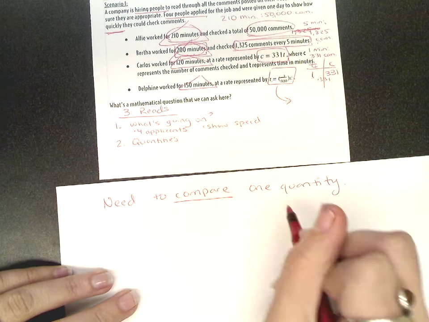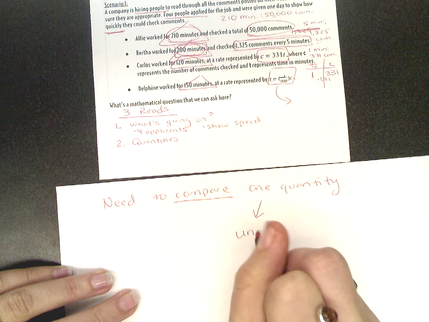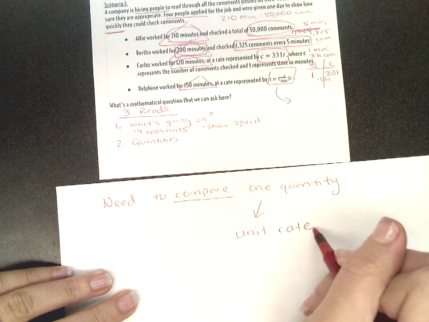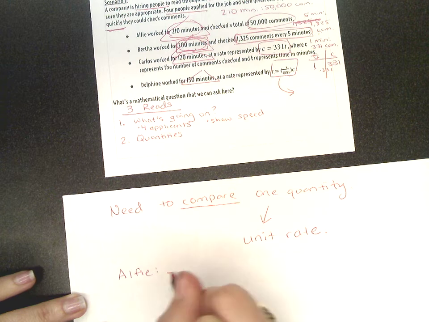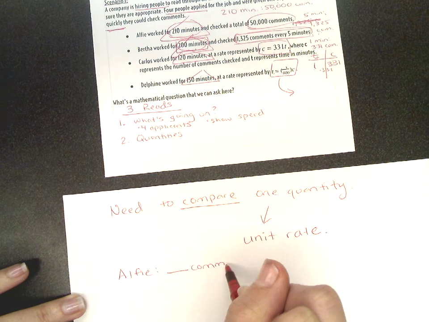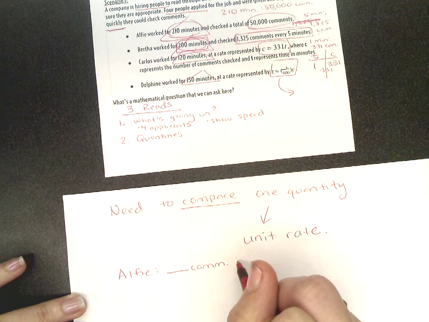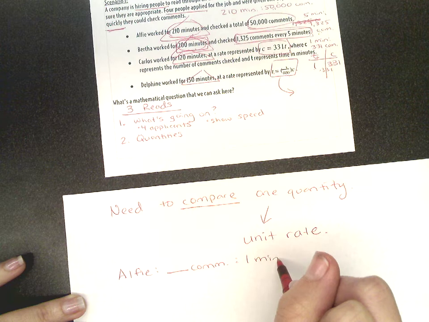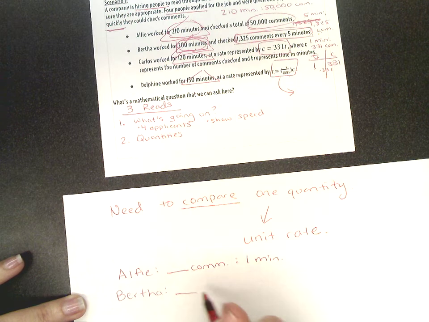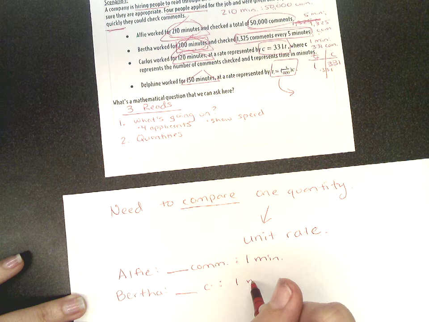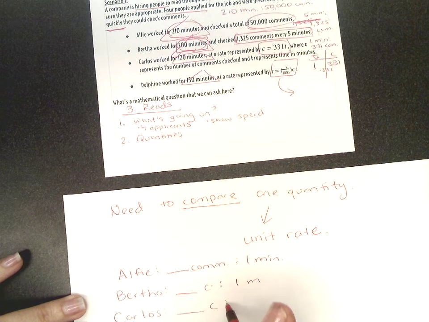And a lot of people noticed that a unit rate would be helpful here. So we could say, what is Alfie's speed? How many comments in 1 minute? For Bertha, how many comments could she read in 1 minute? And the same for Carlos. And the same for Delphine.